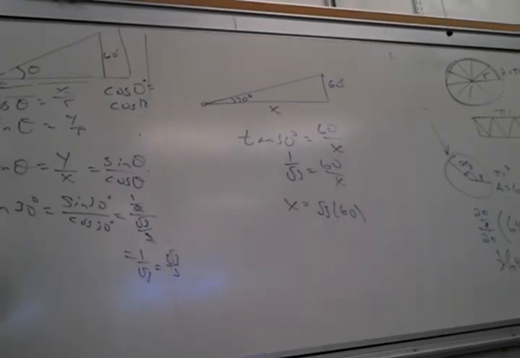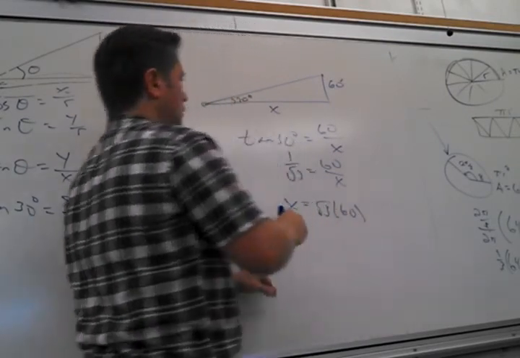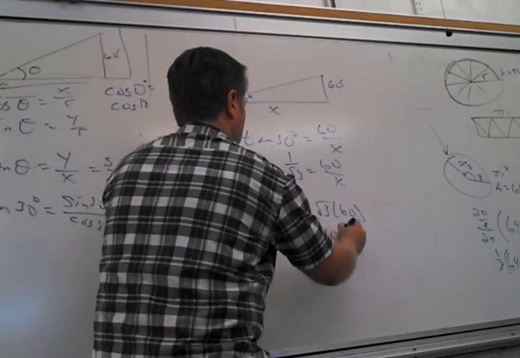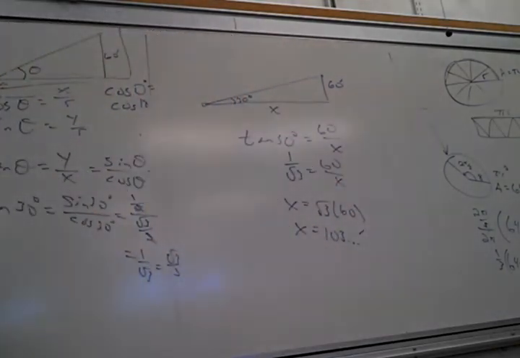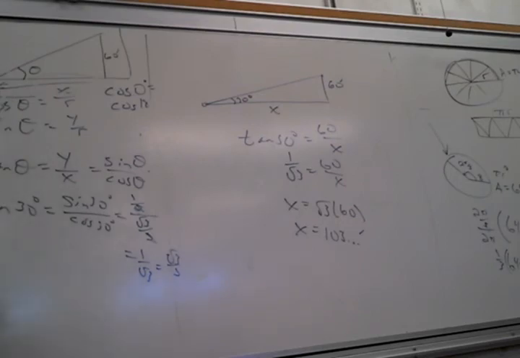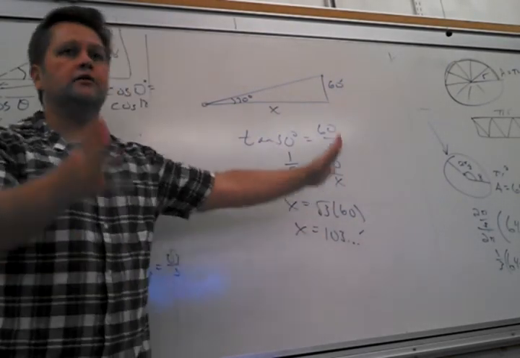Let's see, anybody help me out. I want to know what the answer is to this problem that I made out of nowhere. It's 103 point something. So I'd have 103 something feet left to go. Or if this was some kind of a mountain, 60,000 feet or something, I'd have 103,000 feet left to go.